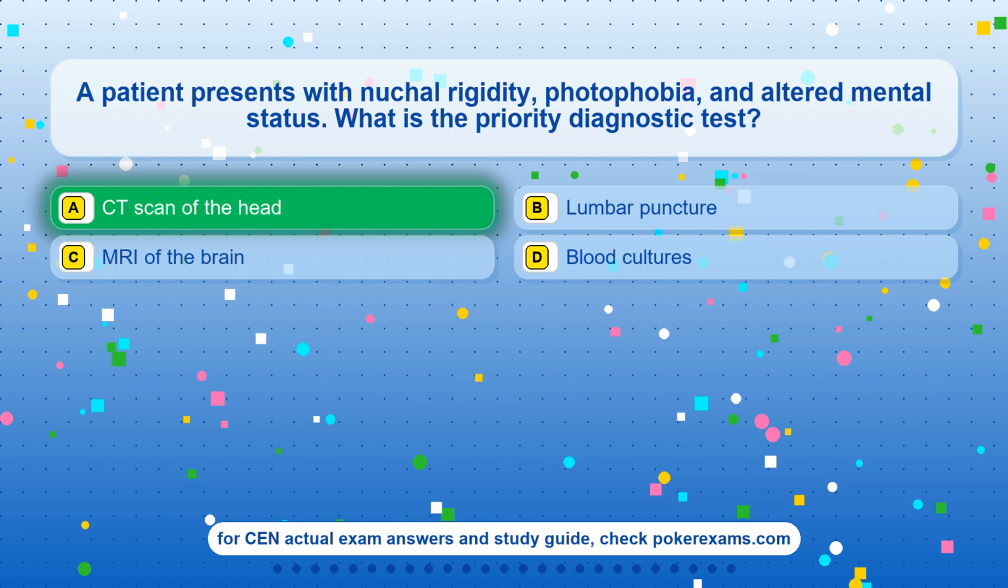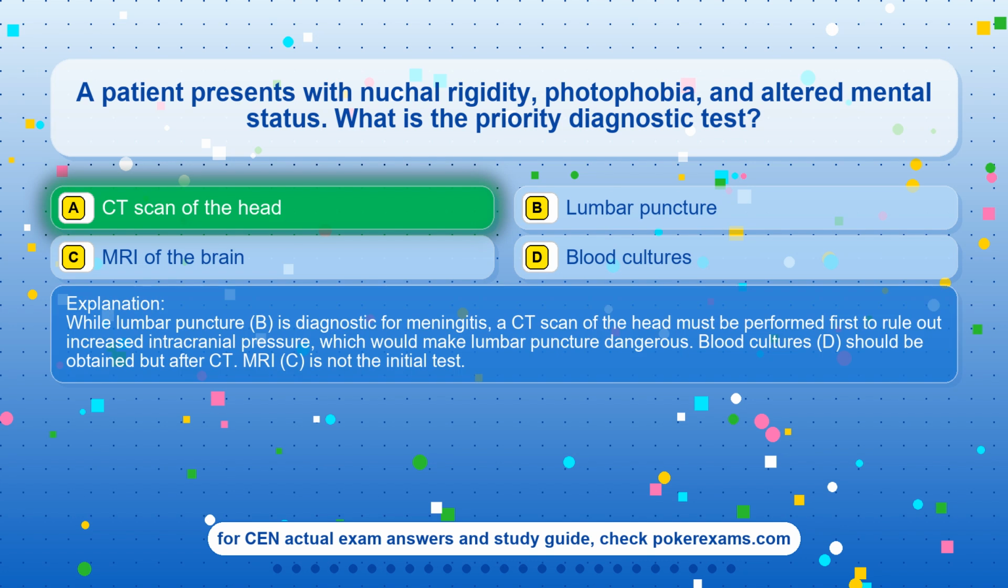The correct answer is option A, CT scan of the head. While lumbar puncture, B, is diagnostic for meningitis, a CT scan of the head must be performed first to rule out increased intracranial pressure, which would make lumbar puncture dangerous. Blood cultures, D, should be obtained but after CT. MRI, C, is not the initial test.